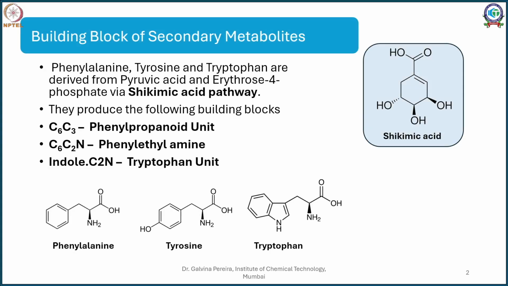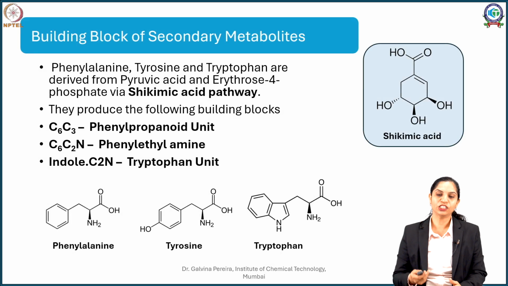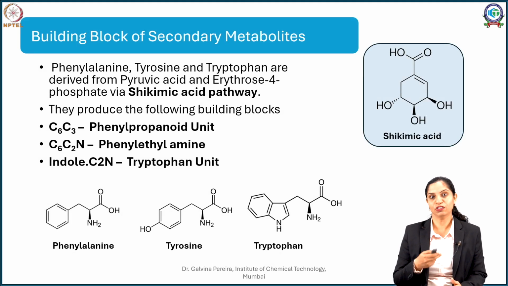So let's learn what is the shikimic acid pathway and what do we get out of it primarily, and what secondary metabolites do we get out of them. So shikimic acid pathway is a secondary metabolite pathway which gives us primarily amino acids such as phenylalanine, tyrosine and tryptophan via a shikimic acid intermediate.